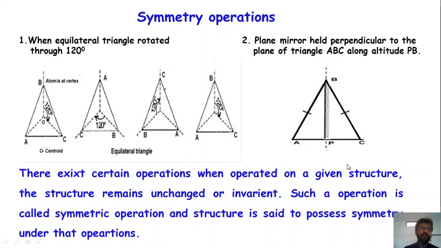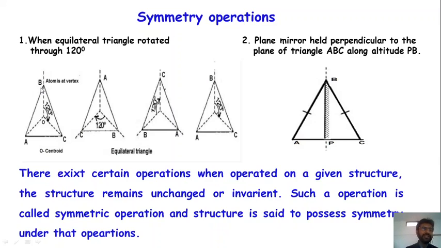Now take examples related to physics. Take the example of an equilateral triangle. Suppose ABC is an equilateral triangle. This is the centroid through which the axis of rotation passes. At every vertex an atom is situated.